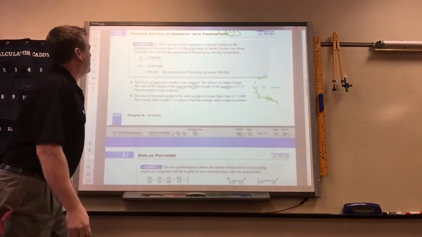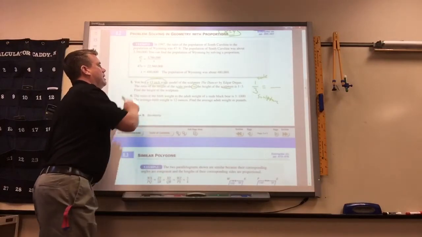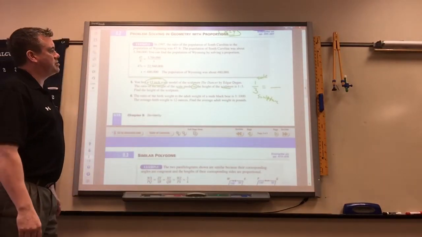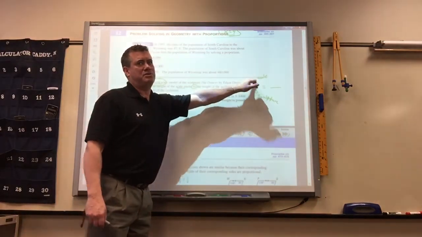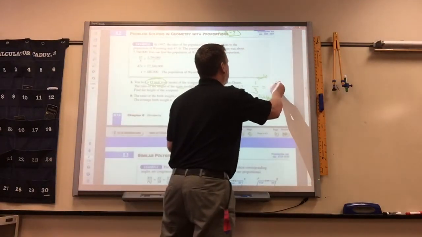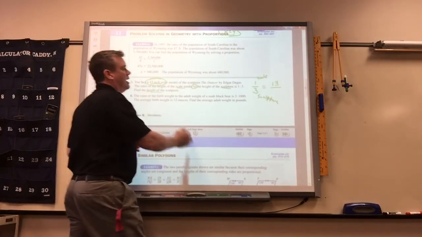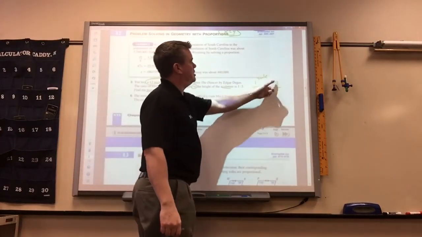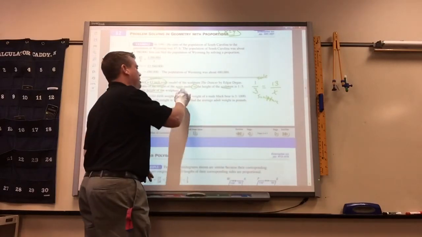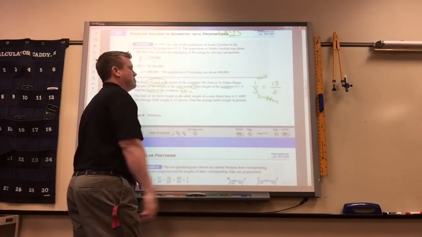So, here they give us a 13-inch scale model. So since this top number has to do with the scale, you got to put the 13 on top. And they're looking for the height, so that's what's missing there of the sculpture. So it's just 13 times 3 divided by 1 would be 39 inches.